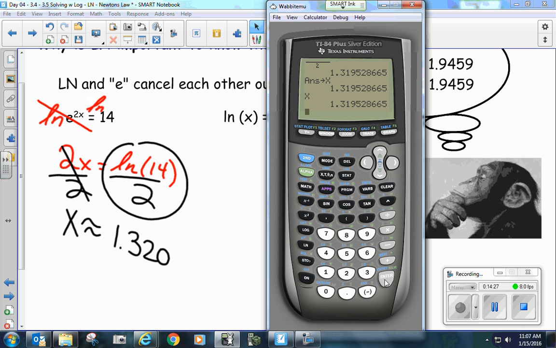So let me check with our original problem right here. If I put 1.319528665 into my x in the exponent, should I get 14? I should. Above the ln in blue is my e. Okay, so I hit second. And I want to make that to the 2x. That should be 14, right? There it is. And it is. Yeah, it's great when it works out. I can't tell you it's wrong if this happens. That's the beauty of math.